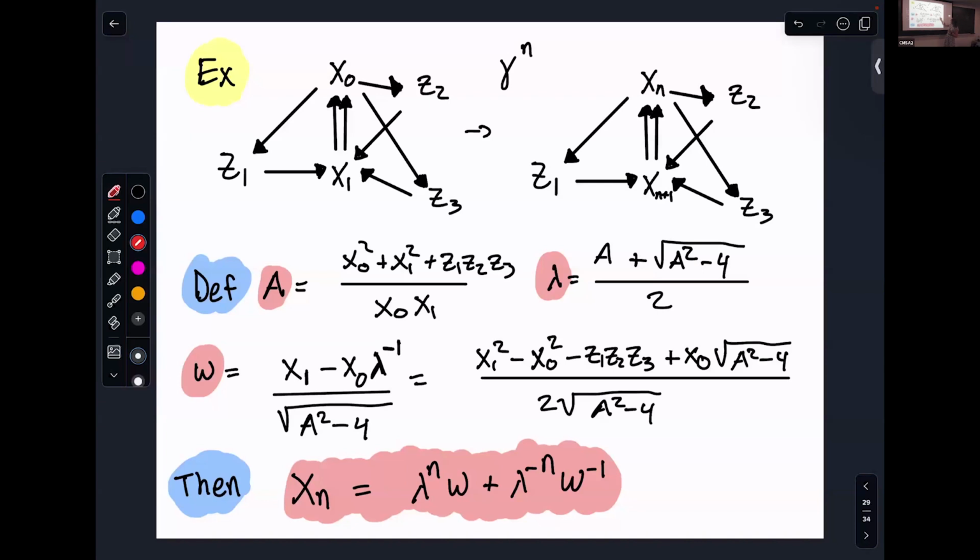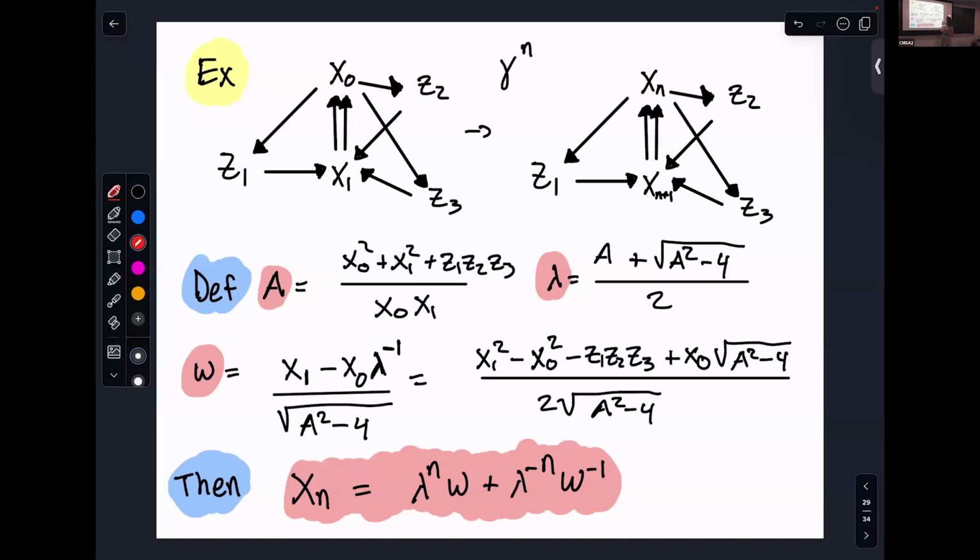I don't have a B here. The reason I don't have a B there is that I set all the frozen variables equal to 1. So if I remember correctly, the B there is only in terms of frozen variables. So it's a little bit lazy, and I just get rid of the frozen variables. So anyway, if I define this lambda, which has a simple formula in terms of A, just lambda plus lambda inverse is equal to this A.